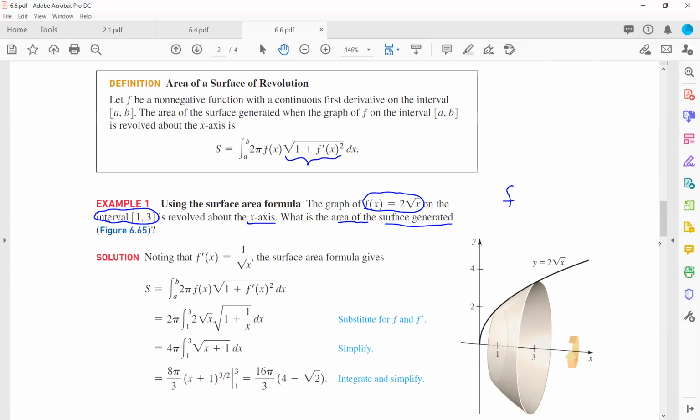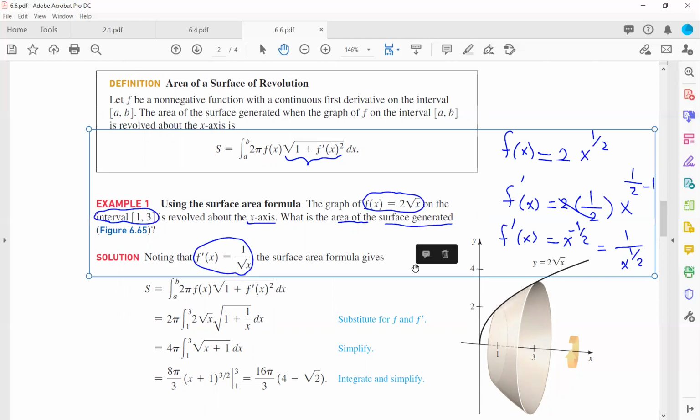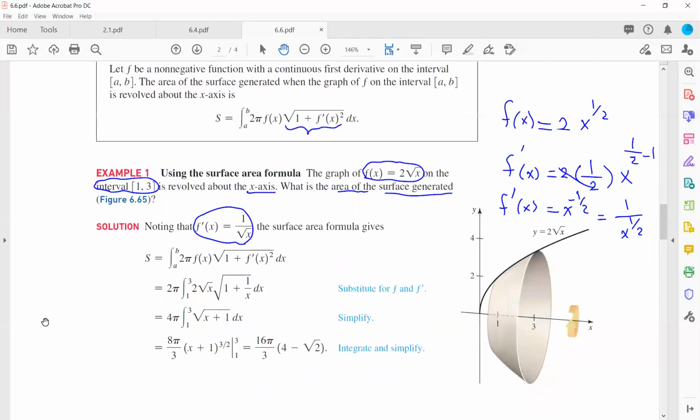The derivative of this function: to take this derivative, let us write the function in the format of 2x to a half. So you get 2 times a half x to a half minus 1. You can cancel out 2 and 2, and you get f prime of x equals x to negative a half, which is 1 over x to positive a half, or the derivative of the function is 1 over square root of x. Very well.